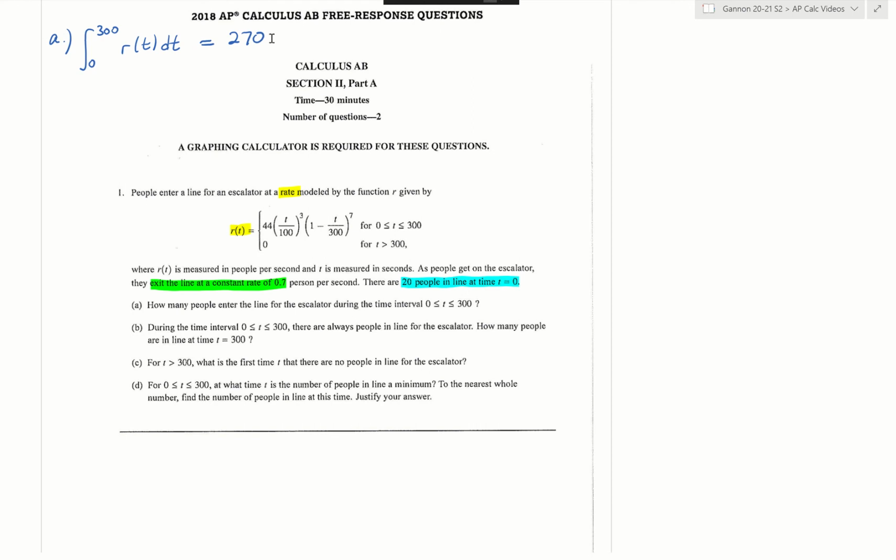All right, so part B. During the time interval t greater than or equal to 0, less than or equal to 300, there are always people in line for the escalator. How many people are in line at t equals 300? Let's think about what we know. r of t is the rate at which people get in the line. They exit the line at this constant rate of 0.7, and there are 20 people in line initially.